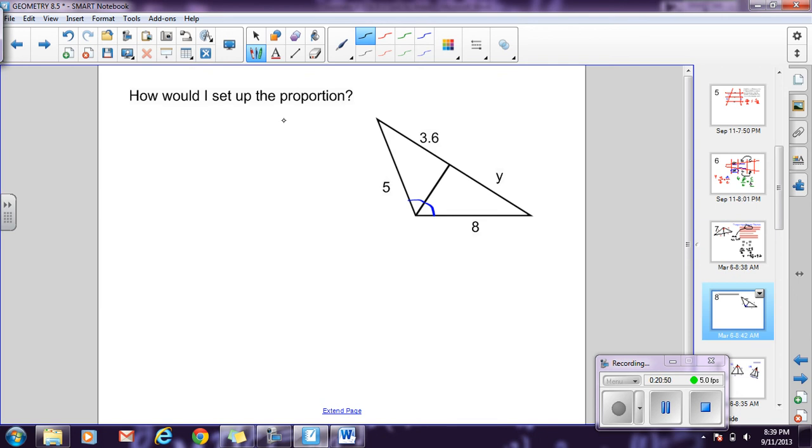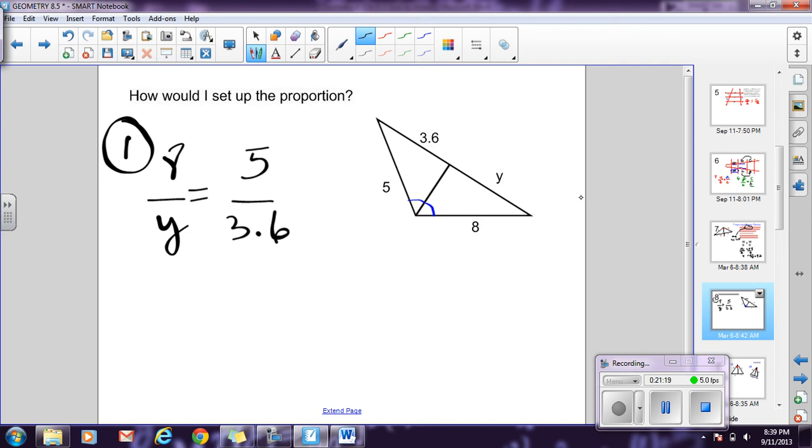How would I set up this proportion? Well, I see here that this ray or this line cuts this angle into 2 equal congruent angles. So that means that this will be proportional to this and this to this. So I can write this proportion actually 2 ways. So what's way number 1? Way number 1 would be this. I could say, well, 8 over y is equal to 5 over 3.6. Okay, 8 over y is equal to 5 over 3.6.